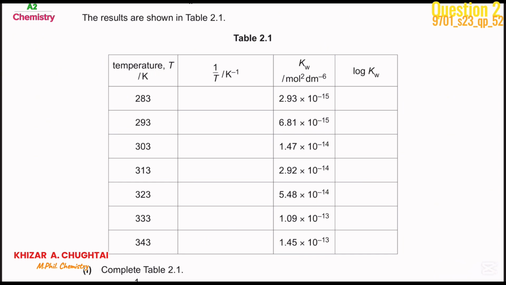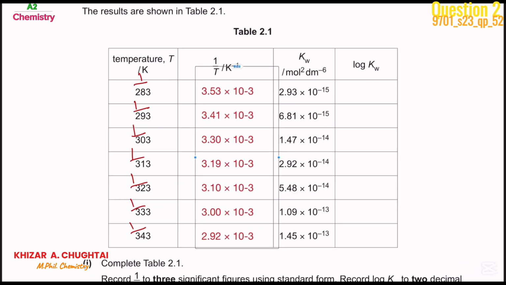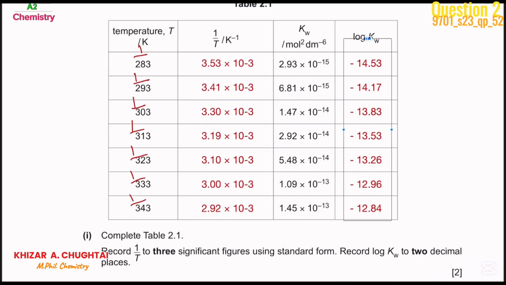So 1 by these temperatures will be the answer of 1 over T. And the answer is, so these are the answers of 1 over T, temperature inverse. Same is the case for the answer of log Kw, and here is the answer of log Kw.